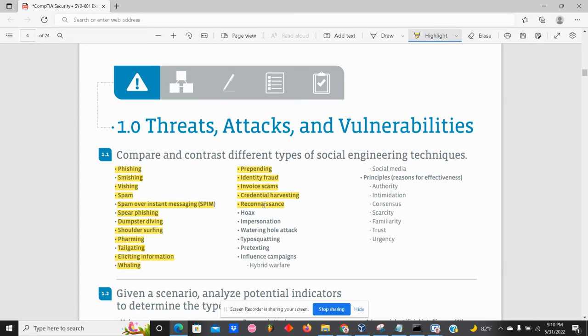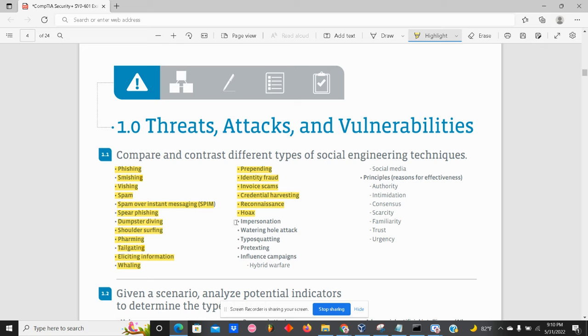Reconnaissance. There are 2 types of reconnaissance: active reconnaissance and passive reconnaissance. Usually, social engineering uses passive reconnaissance, where they try to find public information about the company and see if it's vulnerable, such as trying to find a CEO's email or a CFO's email or the HR department's email.